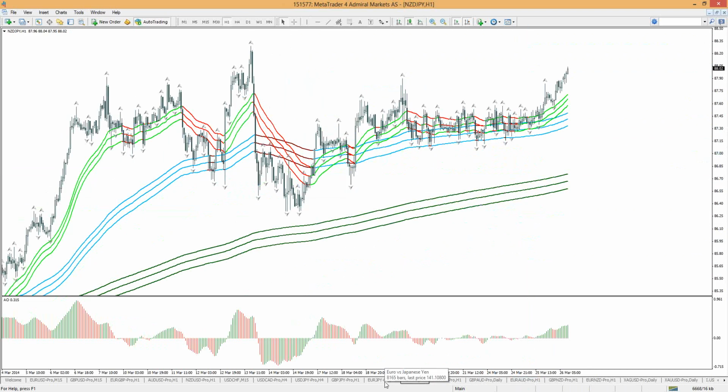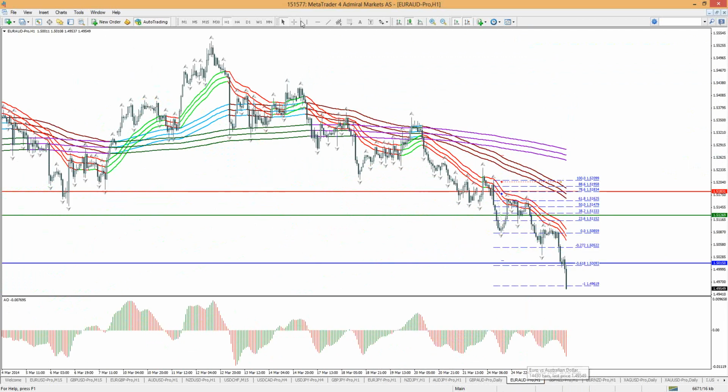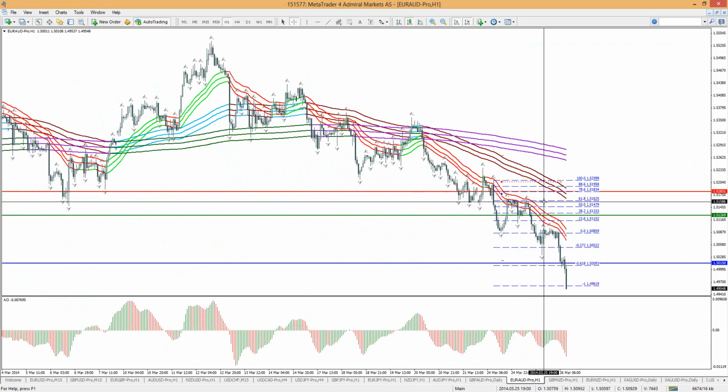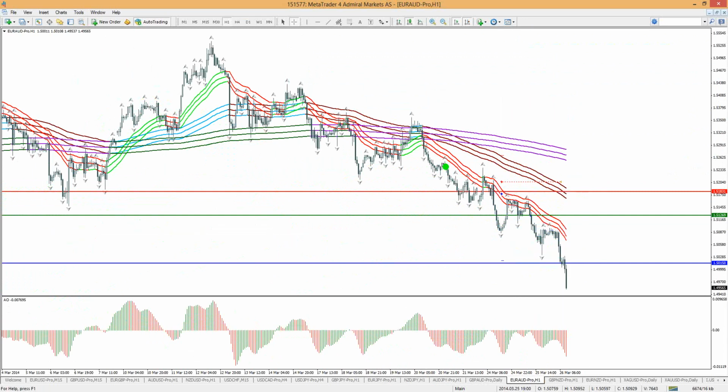New Zealand yen is breaking with the trend. Pound yen and euro yen are not that interesting. Euro aussie is falling like crazy as well. You see, every move here back to the moving averages was reason to fall, was reason for another downside. Very impressive.